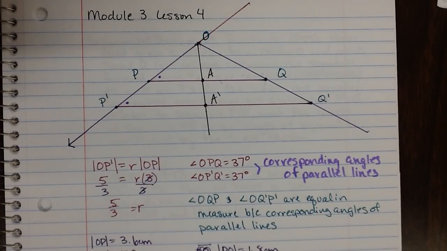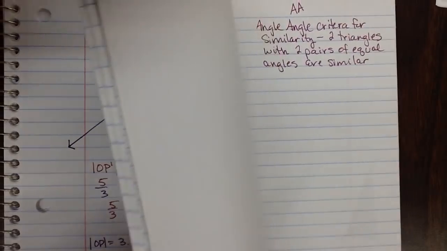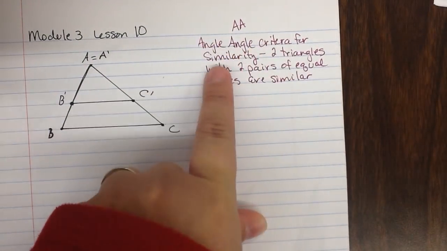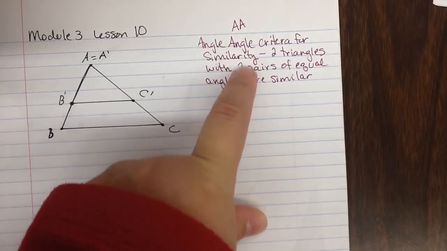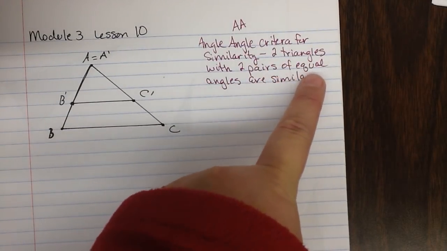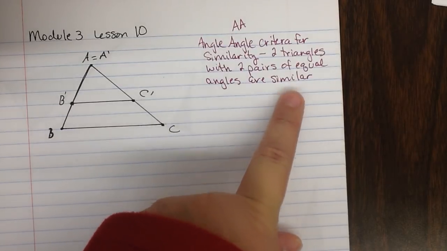The theorem states that two triangles with two pairs of equal angles are similar. Okay, and we're going to start with that, and I want you guys to write that down. So on Module 3, Lesson 10, the angle-angle criterion for similarity, or AA, just says that two triangles with two pairs of equal angles are similar.